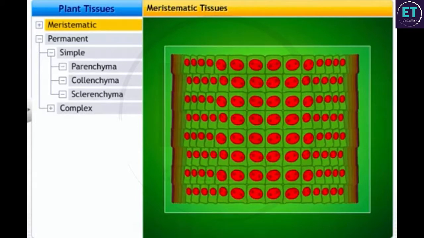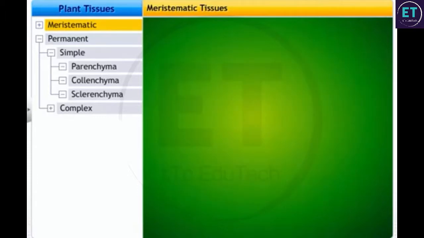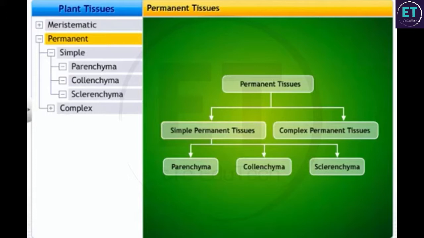Take a look at what eventually happens to meristematic tissues. Old meristematic cells lose the capacity to divide and transform into permanent tissues. This process of taking up a permanent shape, size, and function is called differentiation. Permanent tissues can be simple or complex, depending upon their structure and function. Simple permanent tissues include Parenchyma, Collenchyma, and Sclerenchyma.